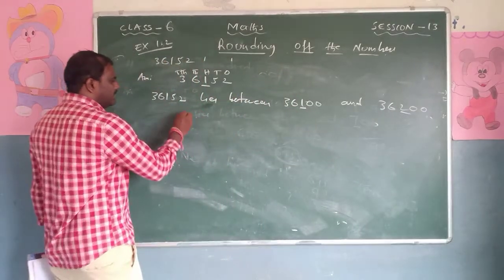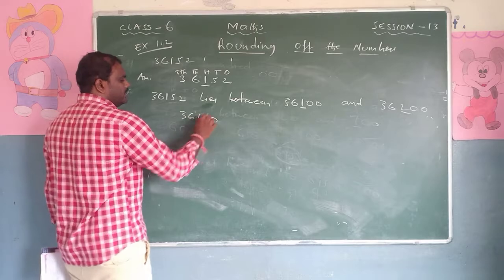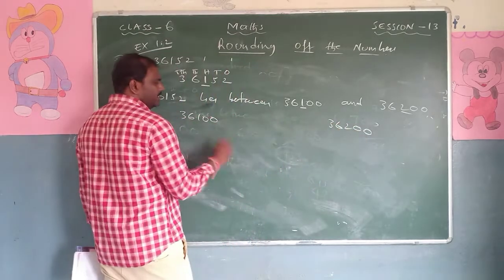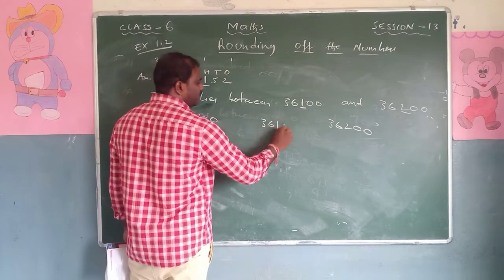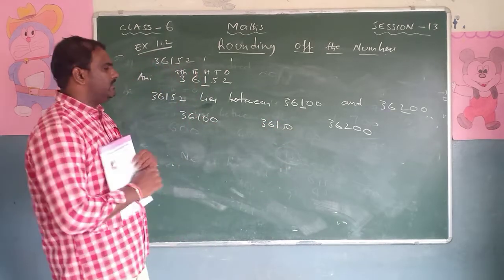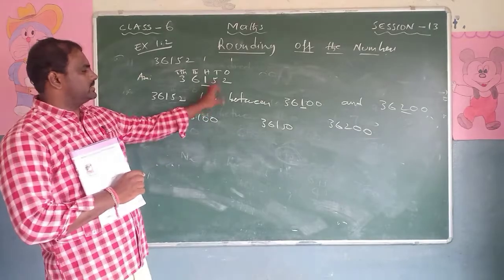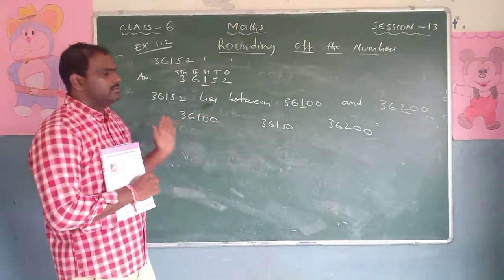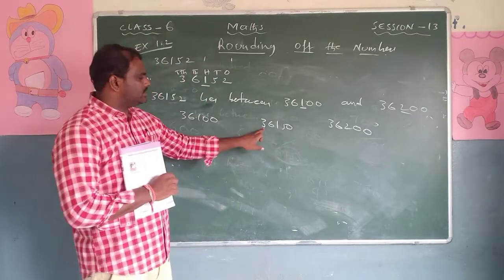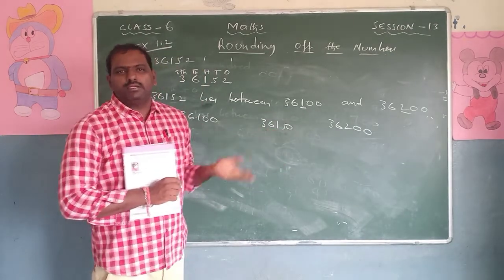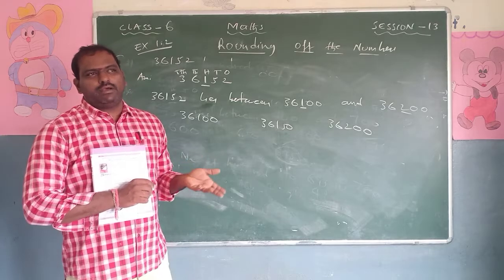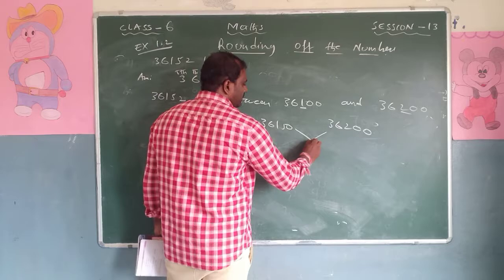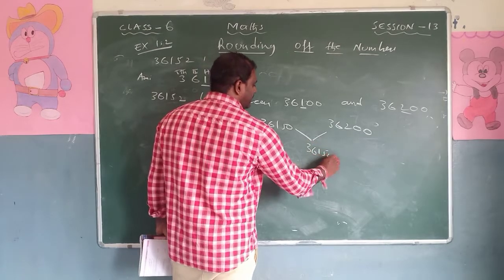After this, what should we write? 36,100, 36,200. What is the middle one? 36,150. Now our number, look at this: 152. Either that side or this side. Obviously this side, because 36,150, what is the next number? 36,151. What is the next number? 36,152 and so on. So 36,152 lies in this one.